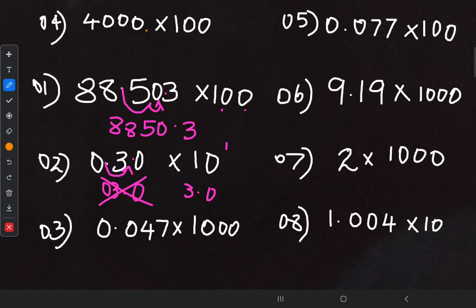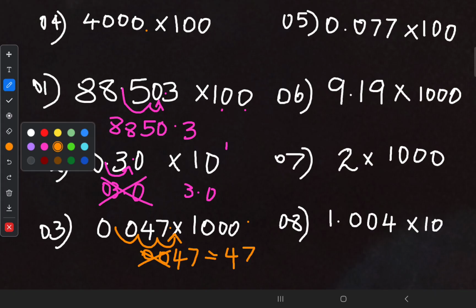Let's see our next one. 10 to the power of 3. 1, 2, 3: 3 digits towards its right. So 0047. This is not the proper way. We can cut off these 2 zeros before the numbers. You should only represent your answer as 47. It's not proper to indicate 0047.